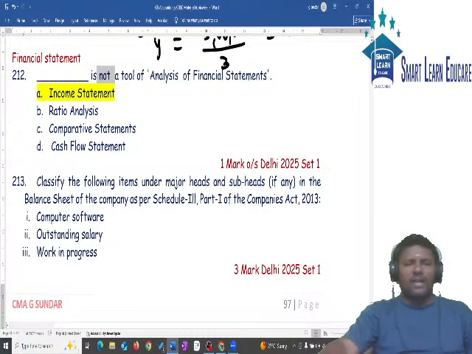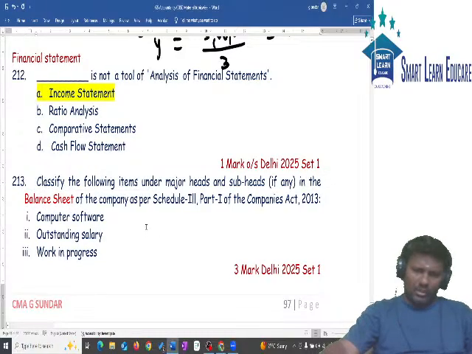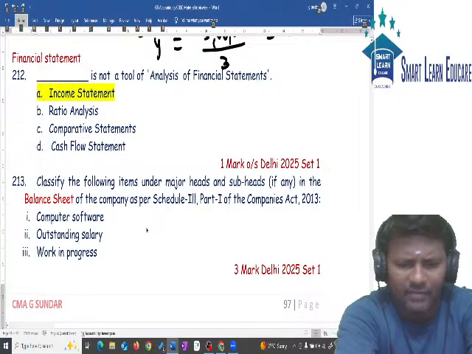Next, classify the following items under major head and subheads. For this you should know the major heads and subheads. Okay, you should know the format of the balance sheet. So first we will learn the format of the balance sheet. First, have some notes.